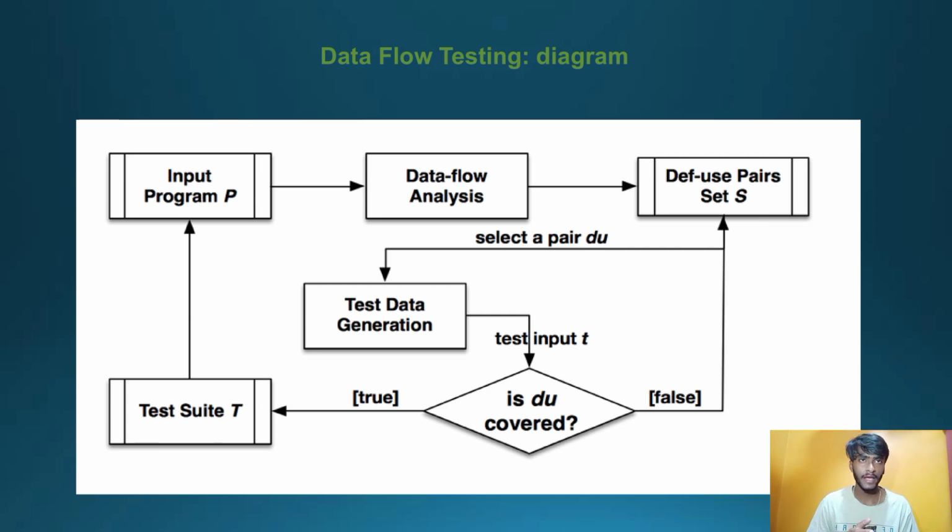Now let us see the data flow testing diagram. Here we select a pair of DU, then it goes to the test data generation, and next it tests the input T. Is DU covered? If it is true, then it goes to the test suite T. If it is false, it goes to the def use pair set S. If it is true, then it goes to the test suite T and input program P. Then it goes to the data flow analysis. Then it finally goes to the def use pair set S.